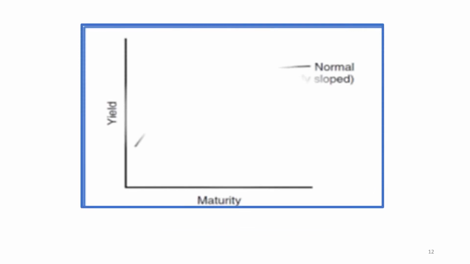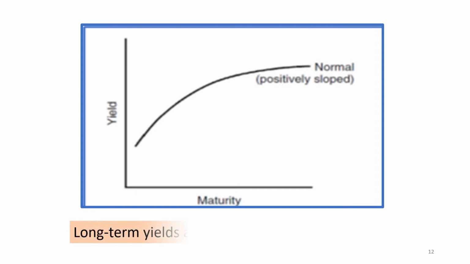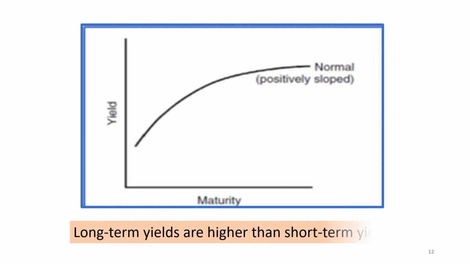The most common shape is a positively sloped yield curve, in which the longer the maturity, the higher the yield. This shape is referred to as a normal yield curve. Long-term yields are higher than short-term yields. Investors are rewarded for holding longer maturity treasuries in the form of a higher potential yield. An upward sloping yield curve signals that the economy is in an expansionary mood.